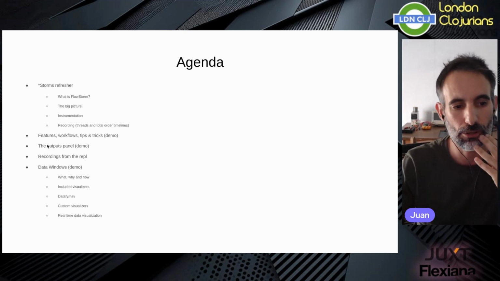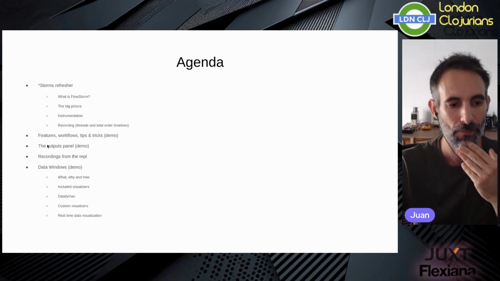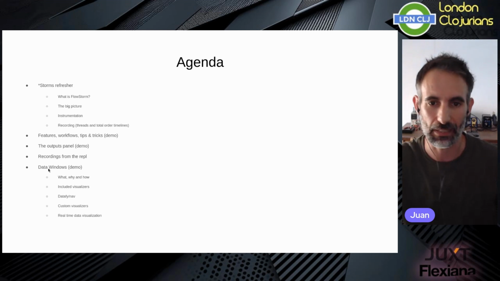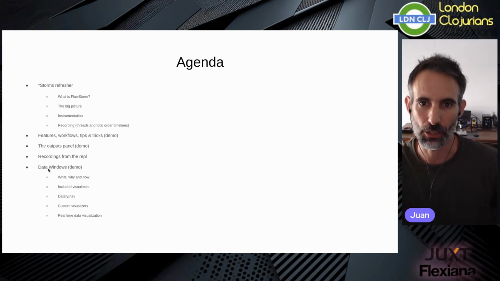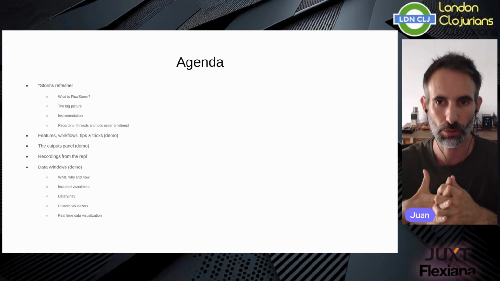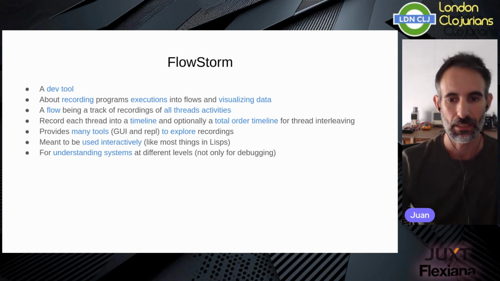Then I'm going to demo also the outputs panel, which is something new in FlowStorm 4. Talk a little bit about accessing recordings from the REPL, and then present data windows, which are a new way of visualizing data in FlowStorm 4. So yeah, let's jump into this.